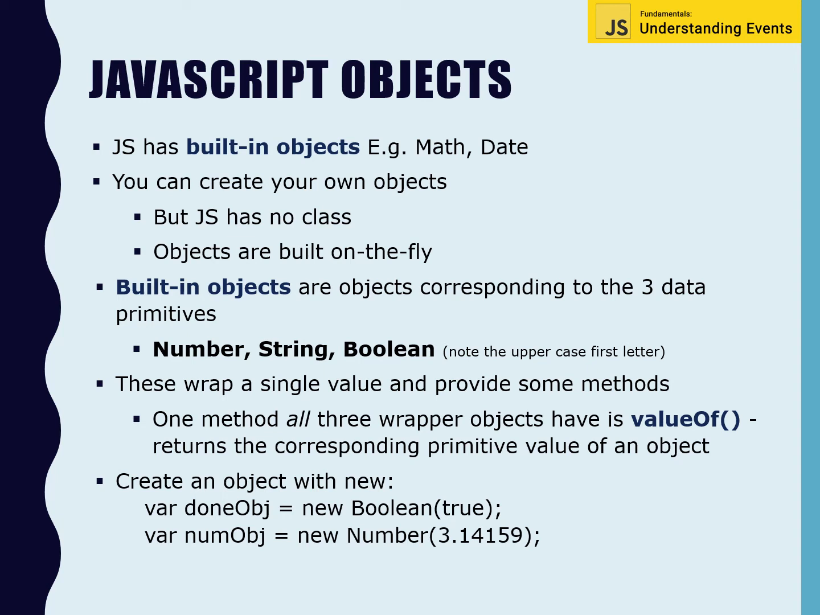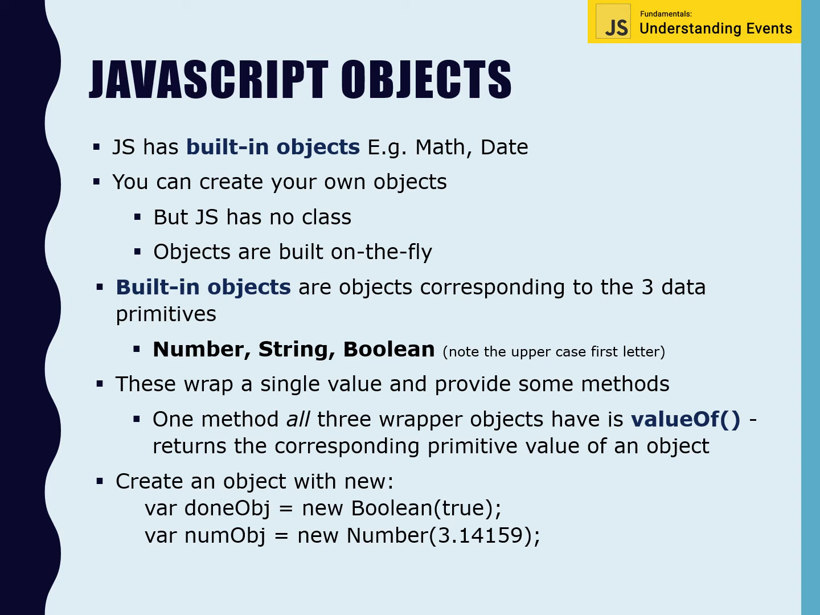Whether the object belongs to the Boolean data type, the String data type, or the Number data type, if you use the valueOf function with that corresponding object, it will produce the value that is stored in the corresponding object.